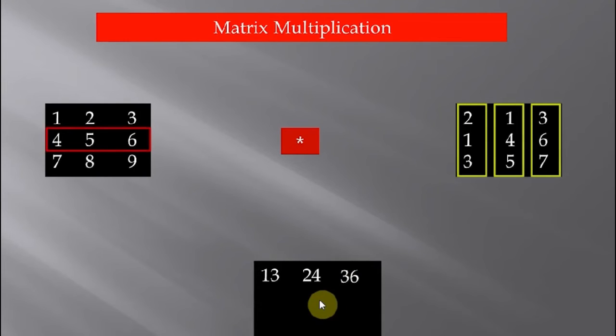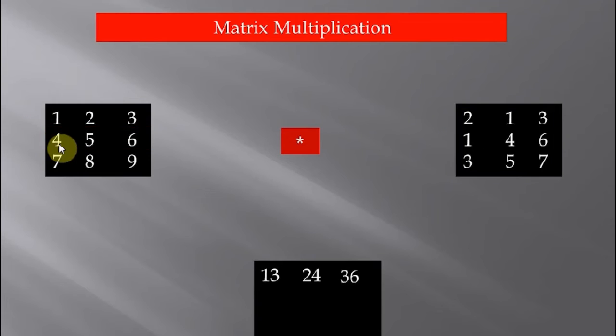In order to do that, I will switch to the second row of the first matrix. And again, in the same process, I will multiply the elements of the second row of the first matrix with the elements of the columns of the second matrix. So again, 4 into 2 plus 5 into 1 plus 6 into 3. You will see I will end up getting 31 in this example, right?